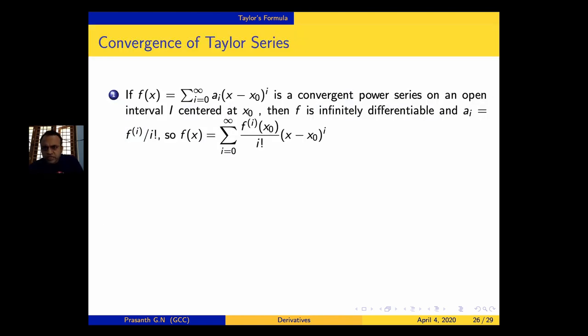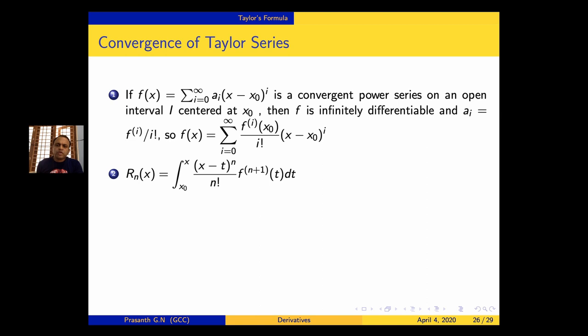Convergence of Taylor series. We will discuss the convergence of Taylor series. If f of x is equal to sigma i equals 0 to infinity a_i times (x minus x0) raised to i is a convergent power series on an open interval I centered at x0, then f is infinitely differentiable and a_i is equal to f^(i)(x0) divided by i factorial, so that f of x is equal to sigma i equals 0 to infinity the ith derivative of f at x0 divided by i factorial times (x minus x0) raised to i.